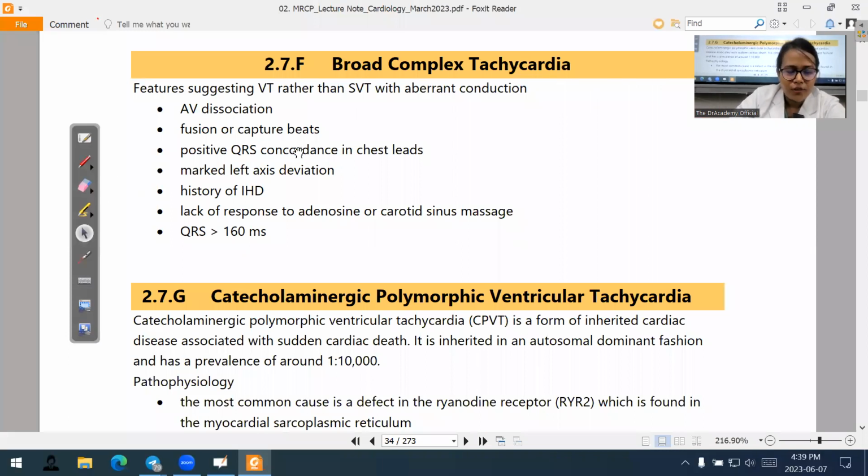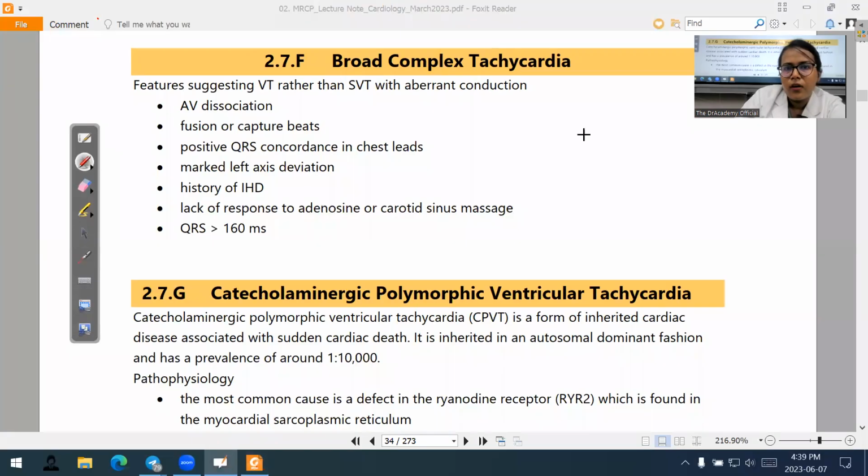And AV dissociation is basically when not every P wave is followed by a QRS complex. Okay, so you can see this is a P wave, this is a P wave, there is no QRS complex here. So this is basically atrioventricular dissociation, which is also present in complete heart block.